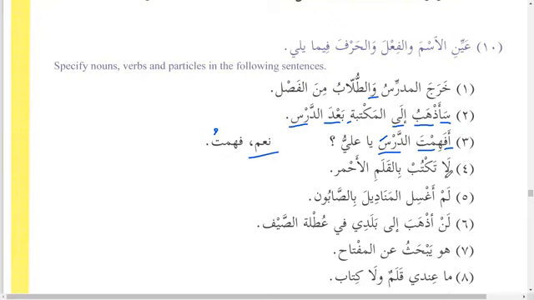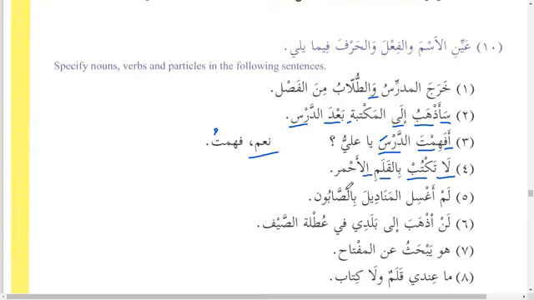Okay. La. What kind of la harf is this? نفي، حرف النفي. La نهي. La nahiya. Okay. لا تكتب، la taktub. Taktub is fail. Ba, harf jar. بالقلم، بالقلم حرف. القلم اسم. What about al?